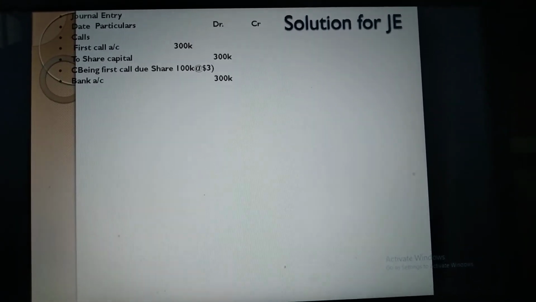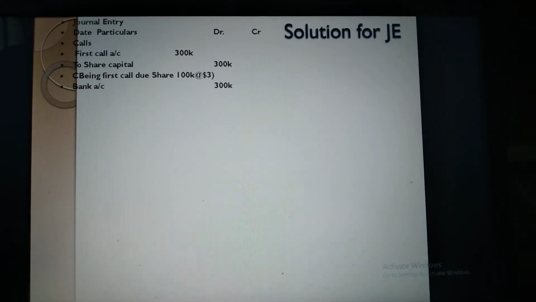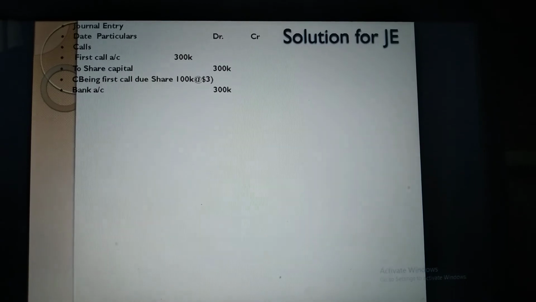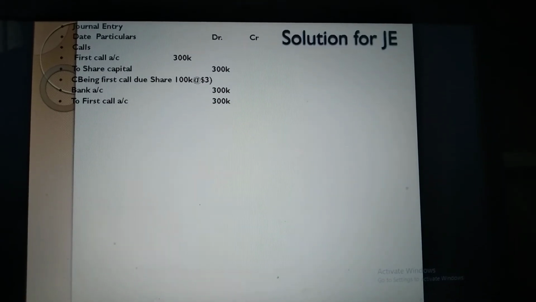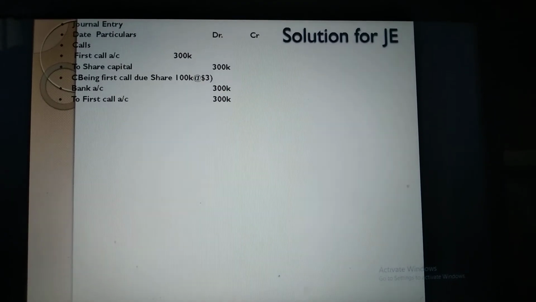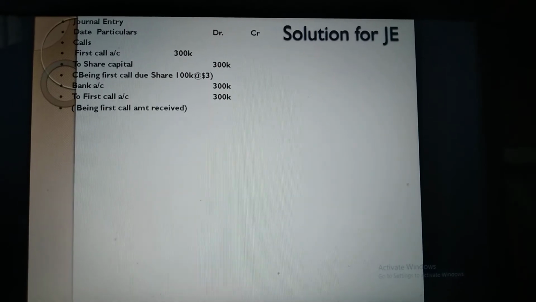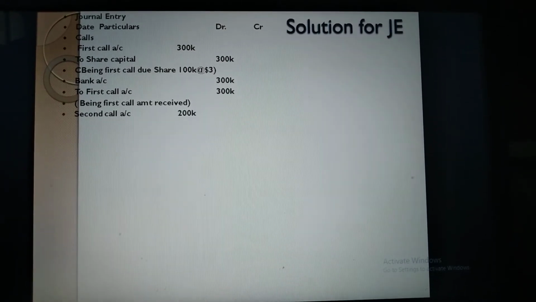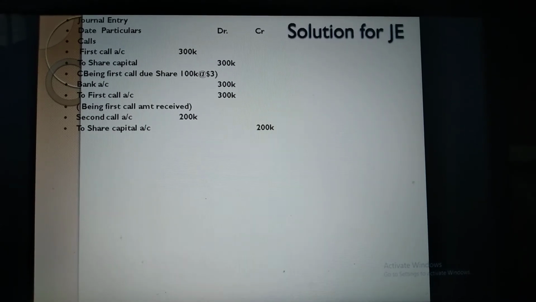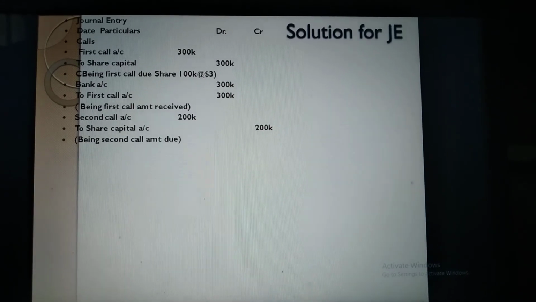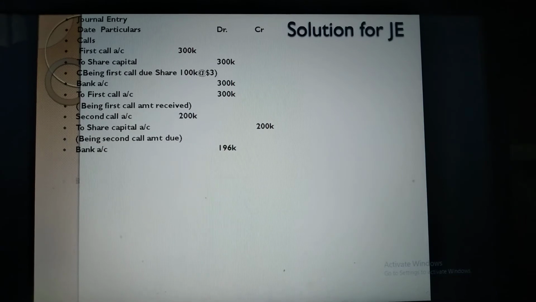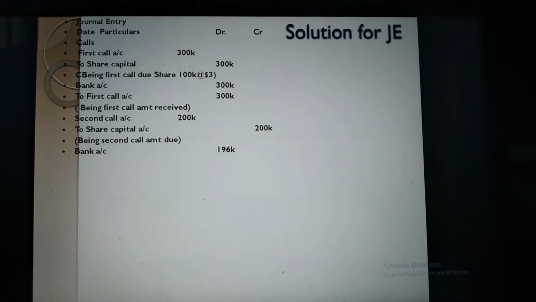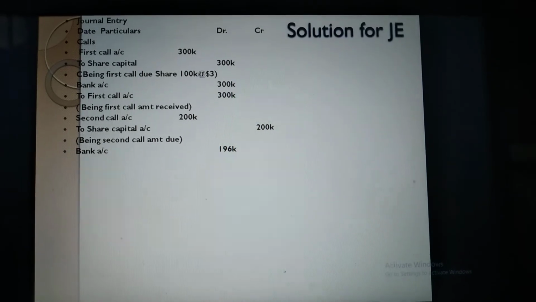The receiving of payment. So first initiative, make a call. Second initiative, receive the amount. So bank account is 300K, first call amount, you credit the first call amount received. Second call amount is 200,000. To share capital, 200,000, being second call amount due. Bank account, this is the amount which is received from second call.